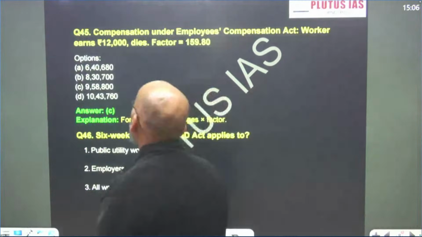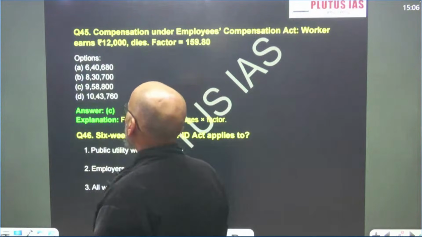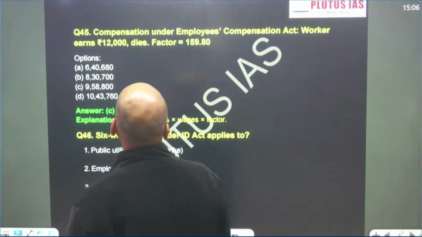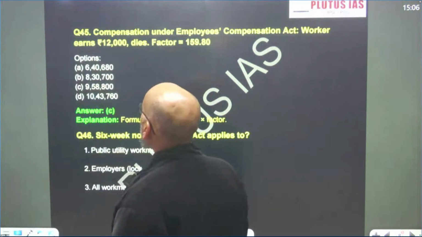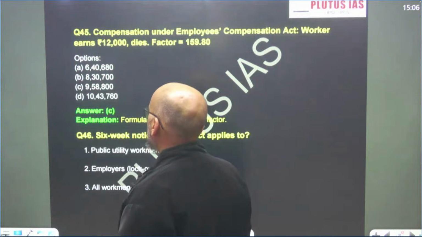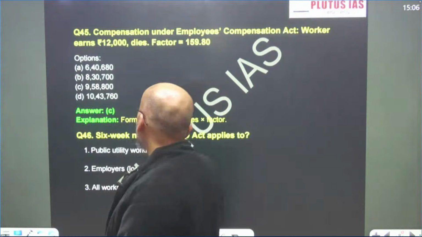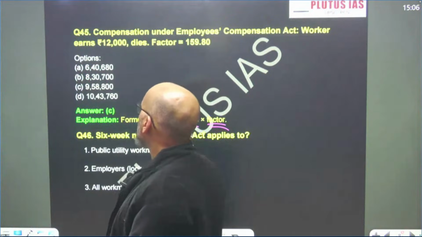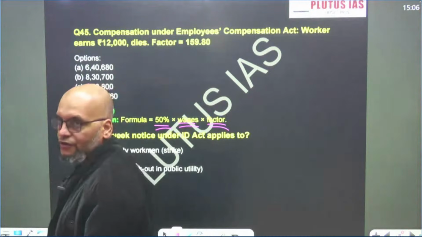Question 45. Compensation under the Employees Compensation Act. Worker earns 12,000, dies. Factor is 159.80. So options are, how much he's going to get is 6,40,680, 8,30,700. See, you have to apply a bit of maths here. 50% of this you have to take, then into wages, into factor. So on doing so, you will get 9,58,800. Okay.